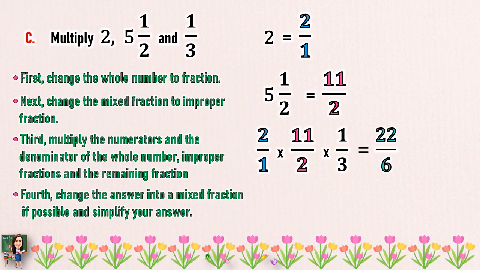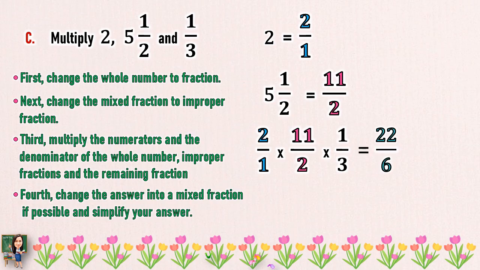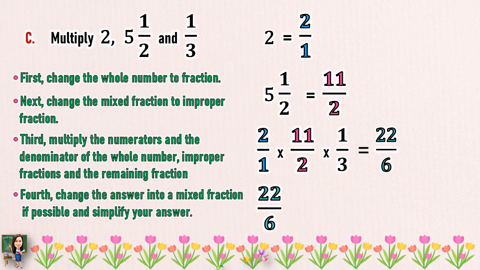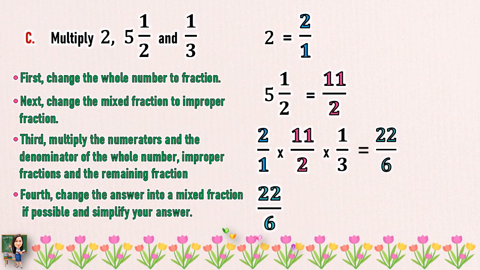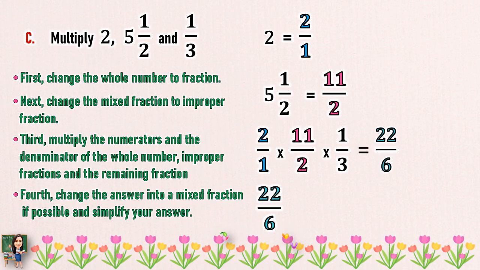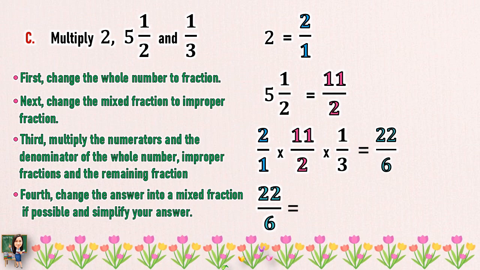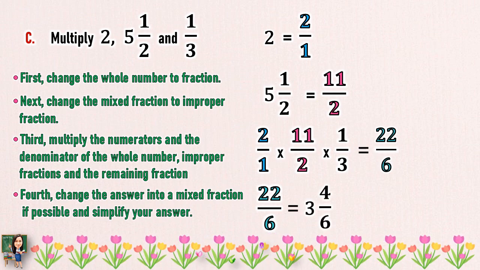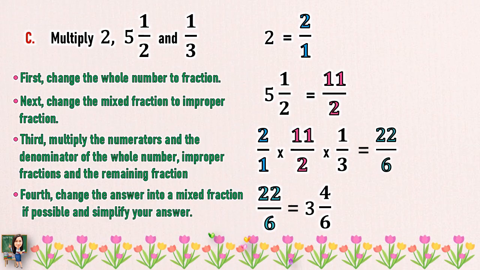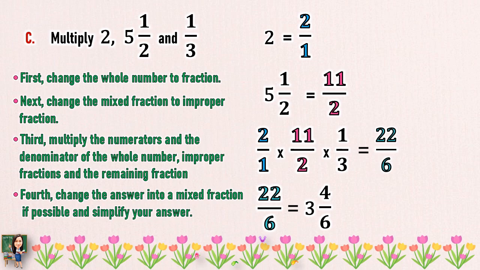Fourth, change the answer into a mixed fraction if possible and simplify your answer. Change 22 over 6 into a mixed number. To change this, divide 22 by 6. 22 divided by 6 equals 3, remainder 4. So 3 is the whole number, and the remainder 4 is the numerator. Then copy the denominator 6. So the answer is 3 and 4/6.